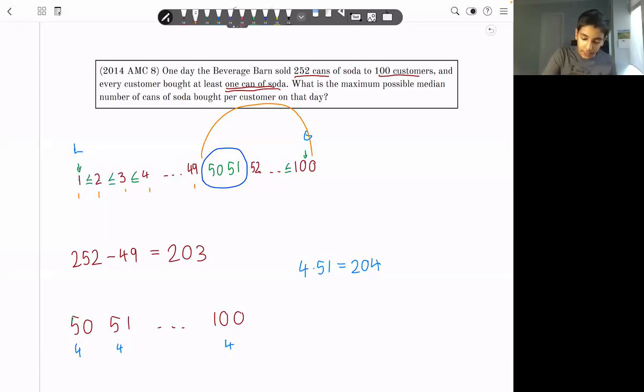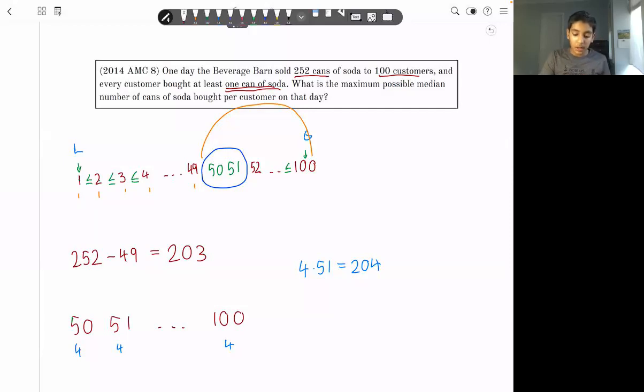So back to this part over here. I did have a question. The median is the middle number, or the average of the 2 middle numbers, right? Yeah. So why would we have to maximize all of the numbers from 50 to 100? Don't we just have to maximize 50 and 51 so that those 2 would be the highest?